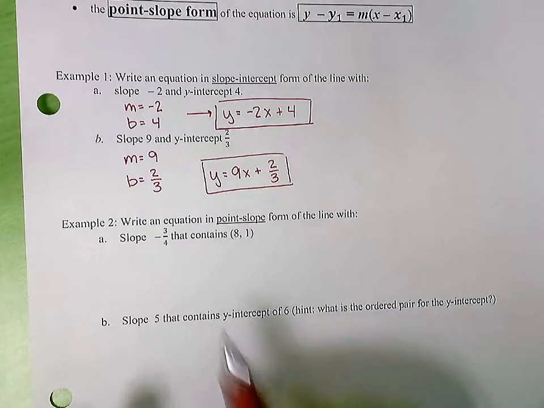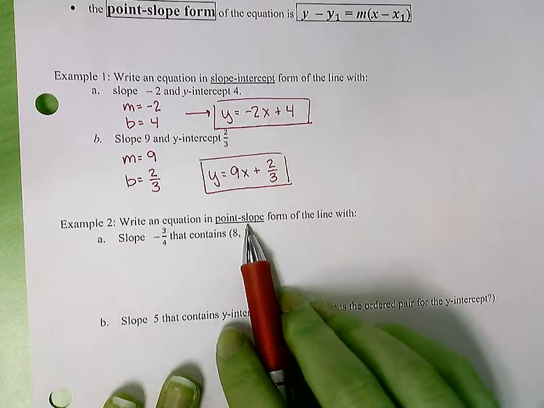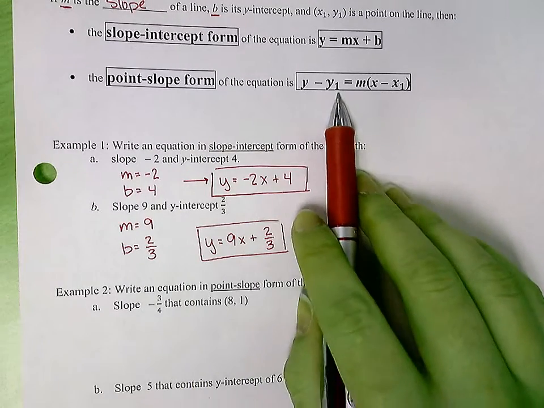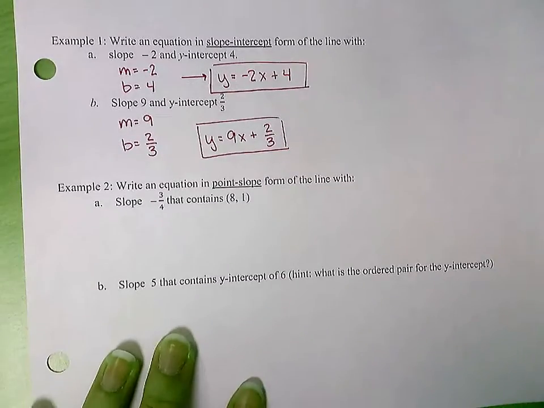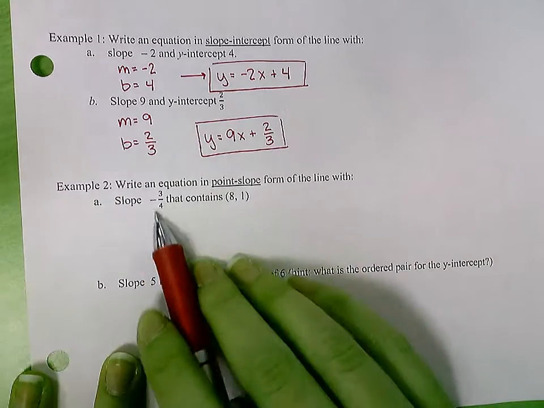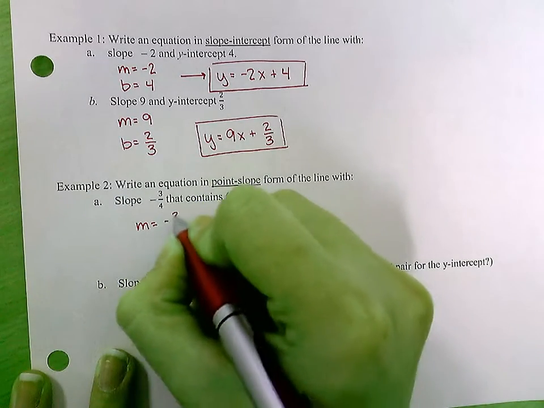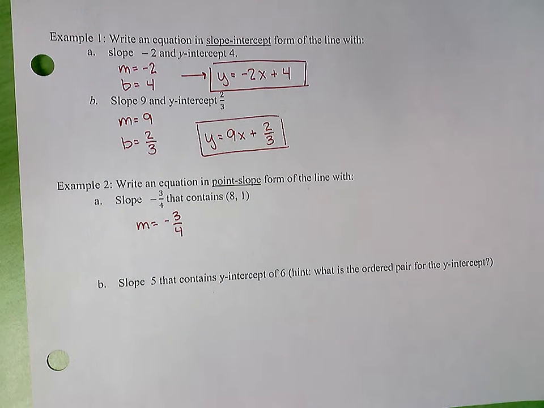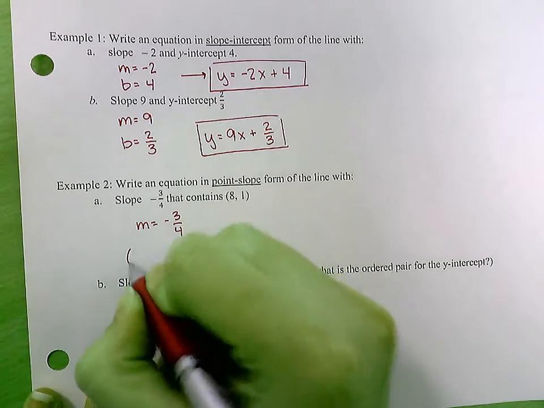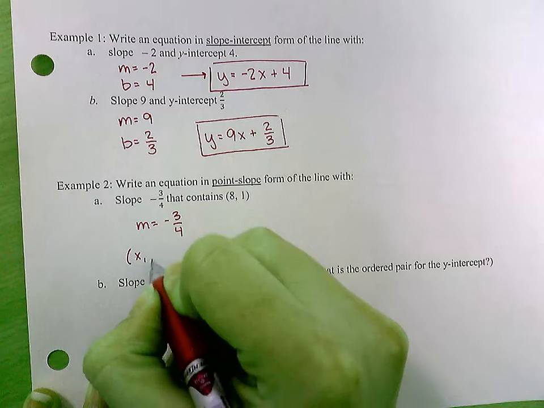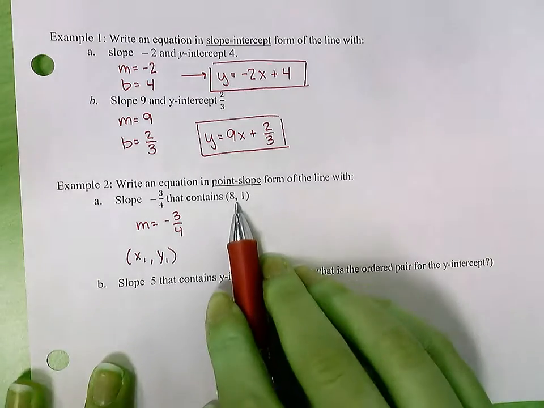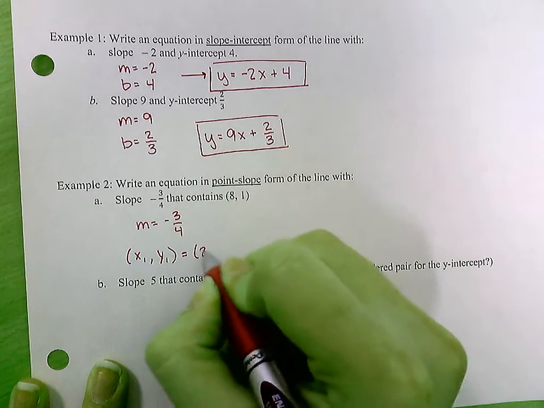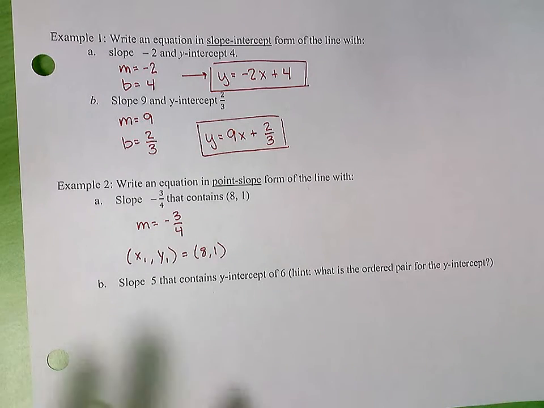All right, example 2, we're writing our equation in point-slope form. So that's this second one right here. So you're using y sub 1 and x sub 1 in there. So in letter A, we're given our slope is -3/4. So we still have m is equal to -3/4. Now with point-slope form, you have a point. That's x sub 1, y sub 1. That's this point right here. So that will be equal to 8, 1.